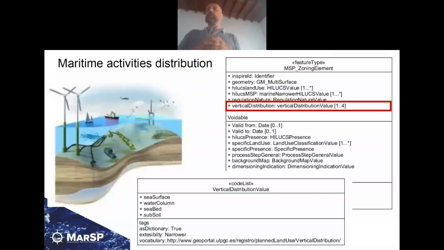And this is why we decided to again extend the model and include another compulsory attribute, which we call vertical distribution. And this vertical distribution attribute can have a sea surface, water column, seabed, or subsoil value, or any possible combination.